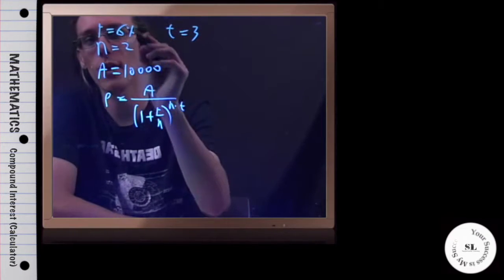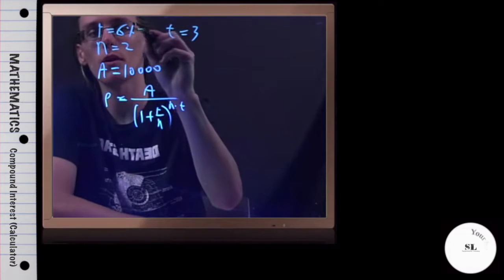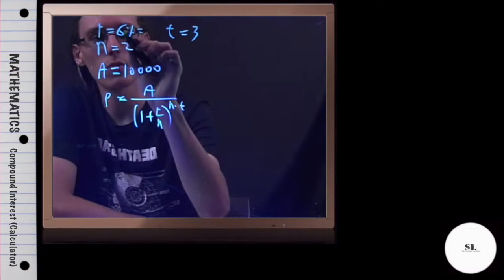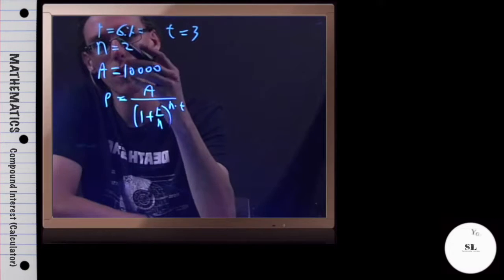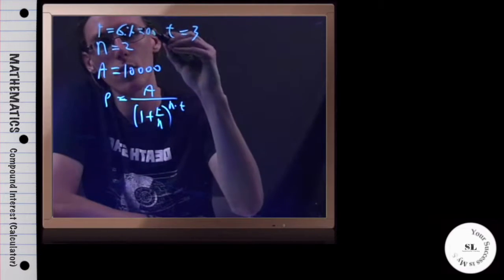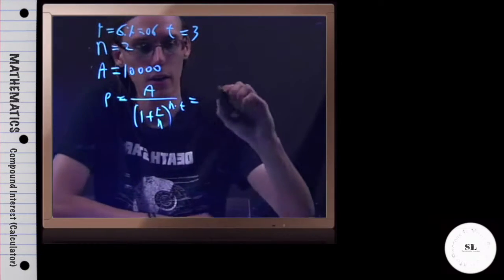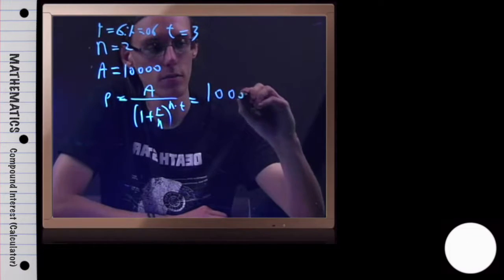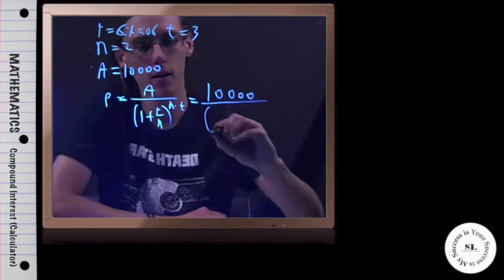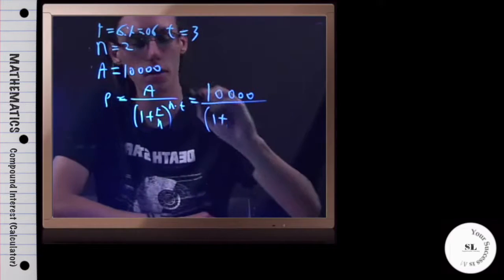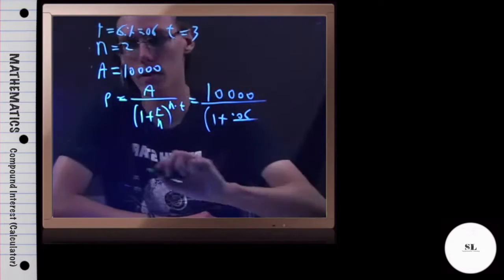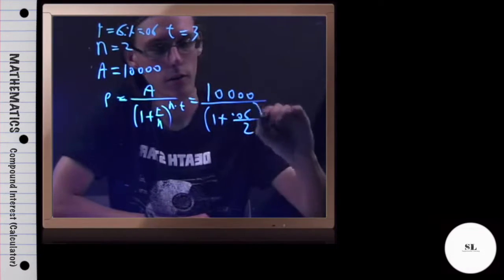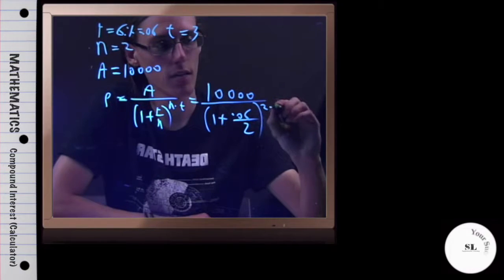Just remember that whenever you have an interest rate as a percentage, you want to use it as a decimal. So the decimal is assumed to be right here at the end of the number. So 2 hops to the left is giving me 0.06. So let me plug everything in. We have 10,000 divided by 1 plus 0.06 divided by 2, raised to the 2 times 3.